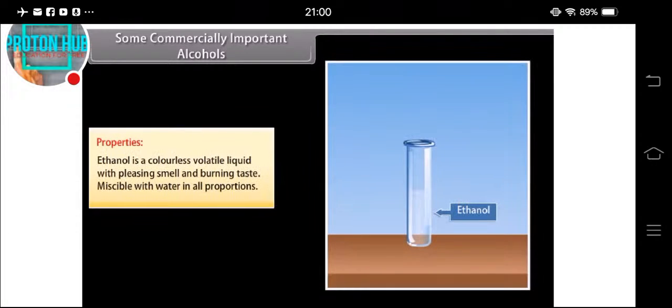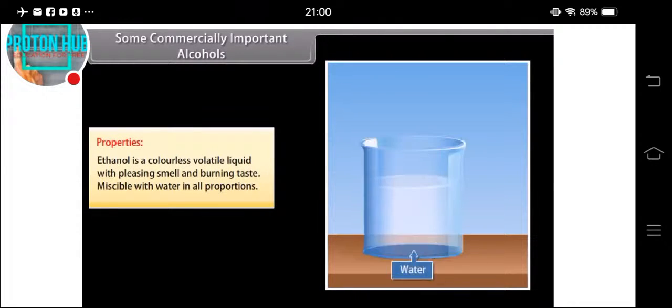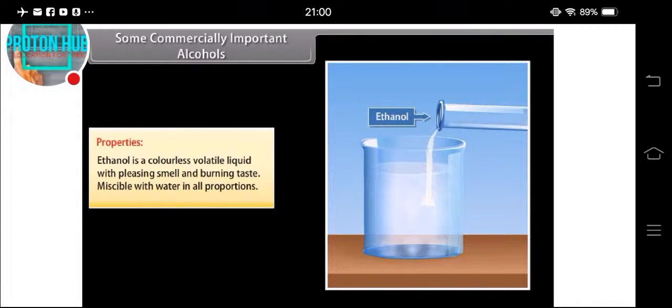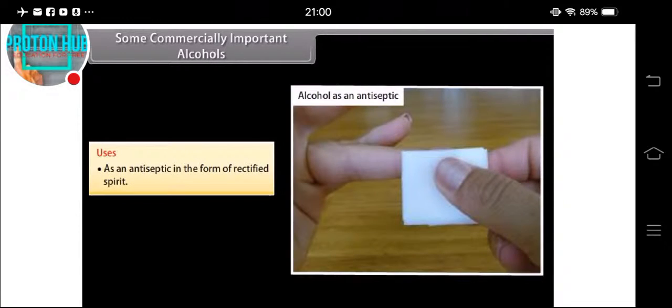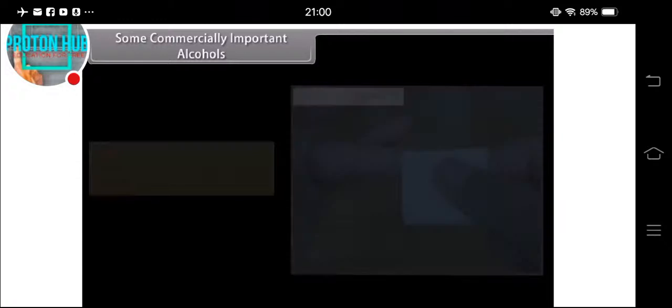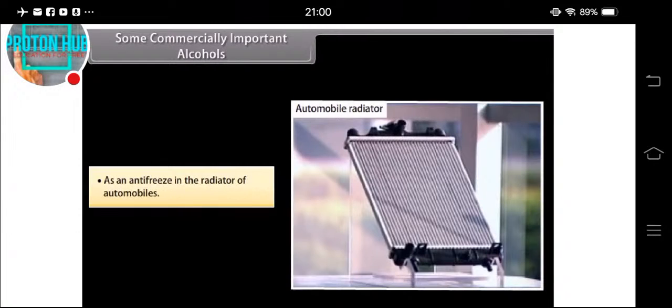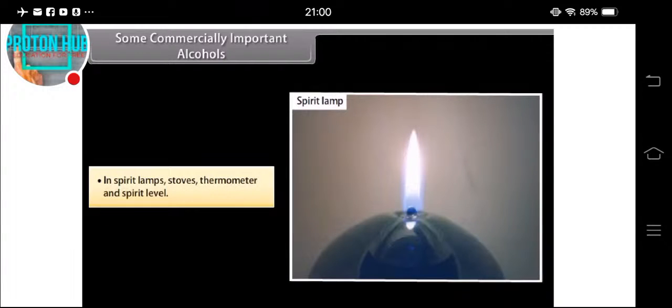Properties. Ethanol is a colorless, volatile liquid with a pleasing smell and burning taste, miscible with water in all proportions. Uses: as an antiseptic in the form of rectified spirit, as an antifreeze in the radiator of automobiles, in spirit lamps, stoves, thermometers, and spirit level.